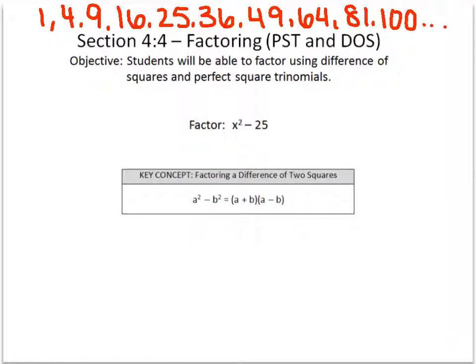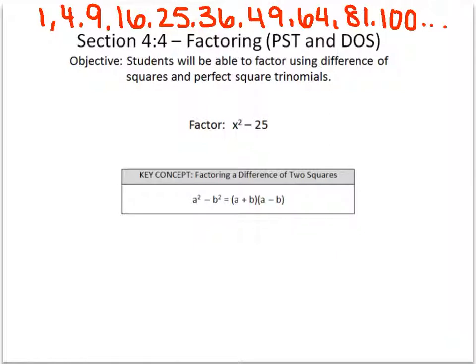Now we're asked to factor x squared minus 25. Right now, you guys don't know how to factor x squared minus 25. You know how to factor trinomials. This isn't a trinomial. You know how to factor using a GCF. No GCF between x squared and 25. This is where difference of squares comes into play. We call it the difference of squares because x squared is a perfect square, 25 is a perfect square.